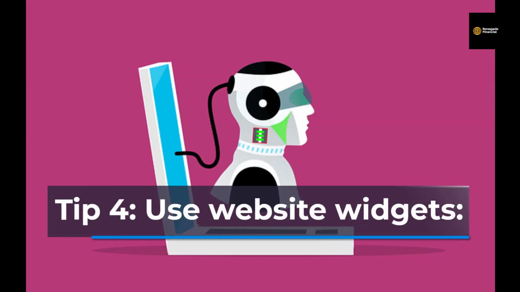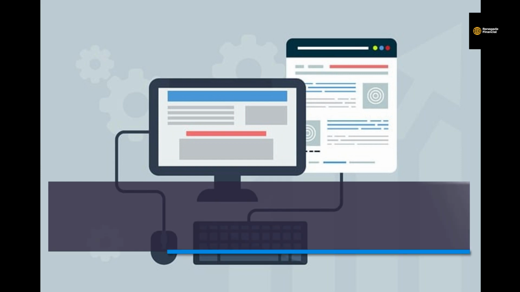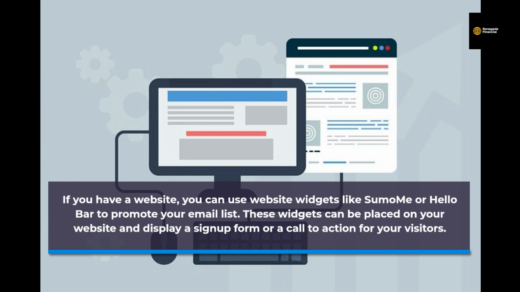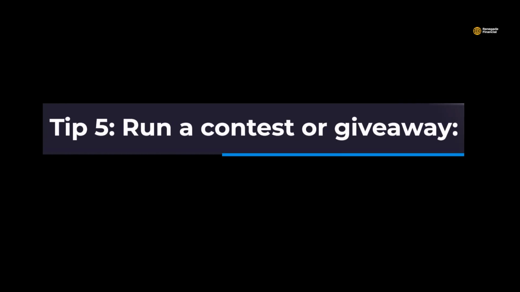Tip 4: Use website widgets. If you have a website, you can use website widgets like SumoMe or HelloBar to promote your email list. These widgets can be placed on your website and display a sign-up form or a call to action for your visitors.